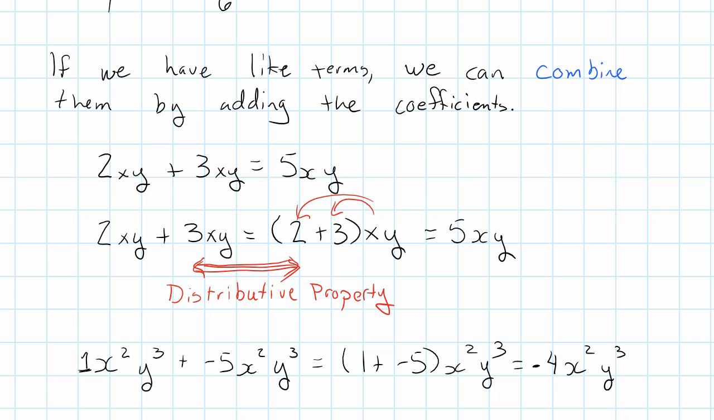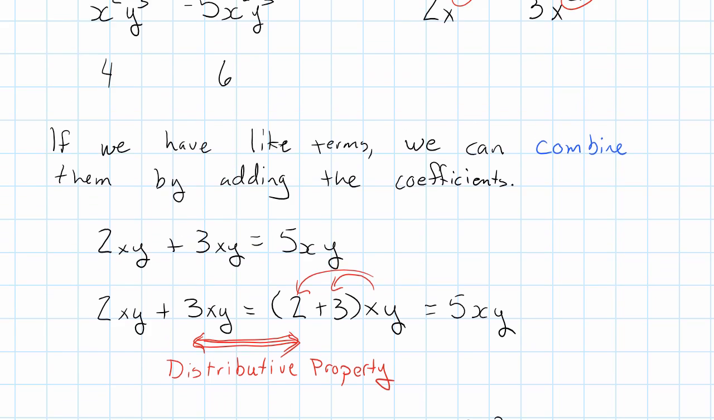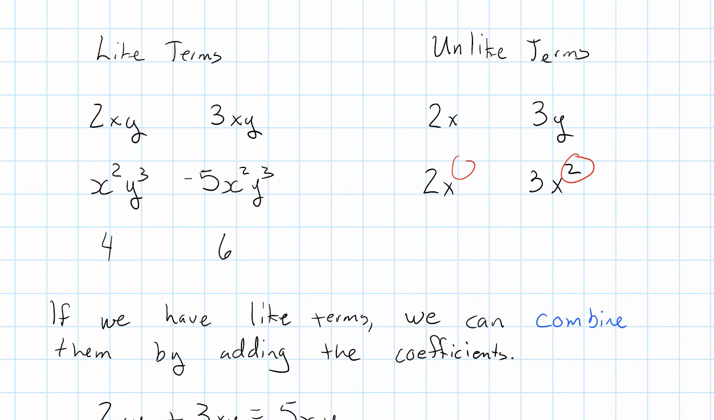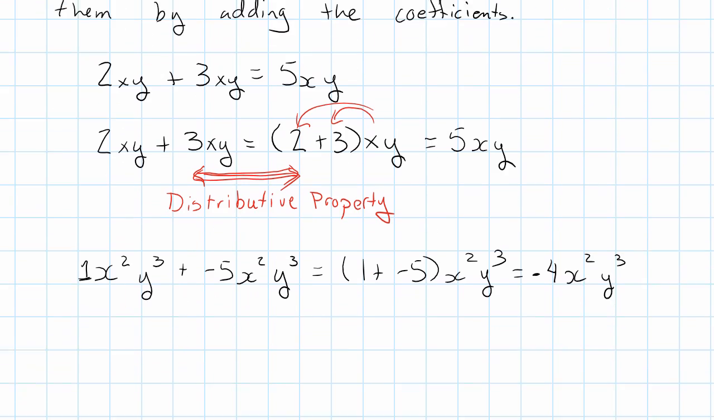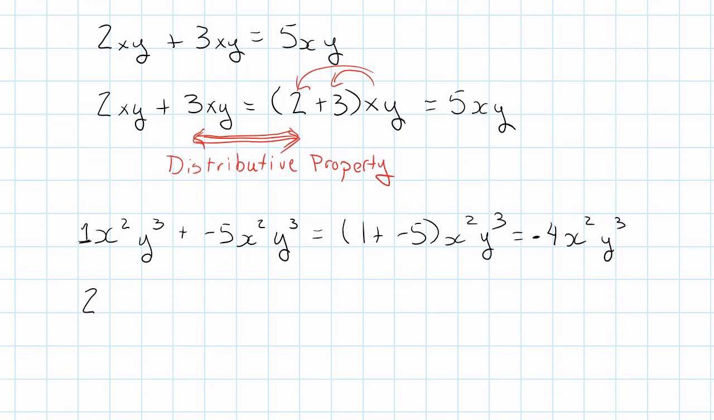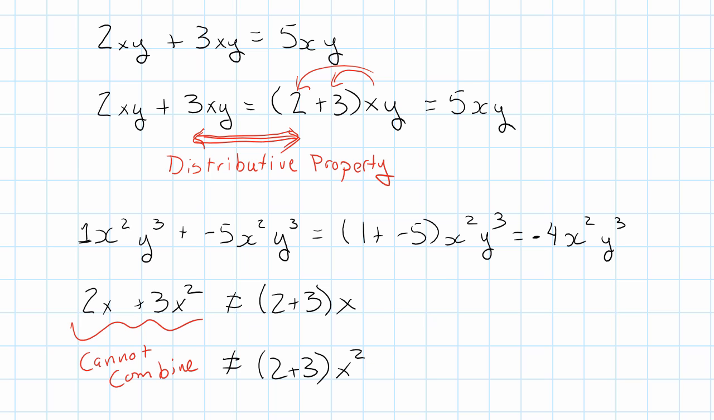On the other hand, remember that these two were not like terms. If we have 2x plus 3x squared, this is different from (2 plus 3) times x. It's different from (2 plus 3) times x squared. We can't combine these. 2x plus 3x squared, we have to leave just like that.